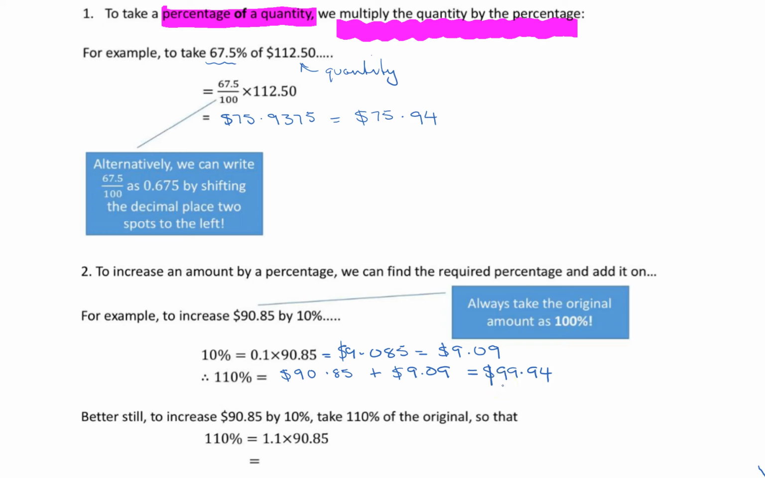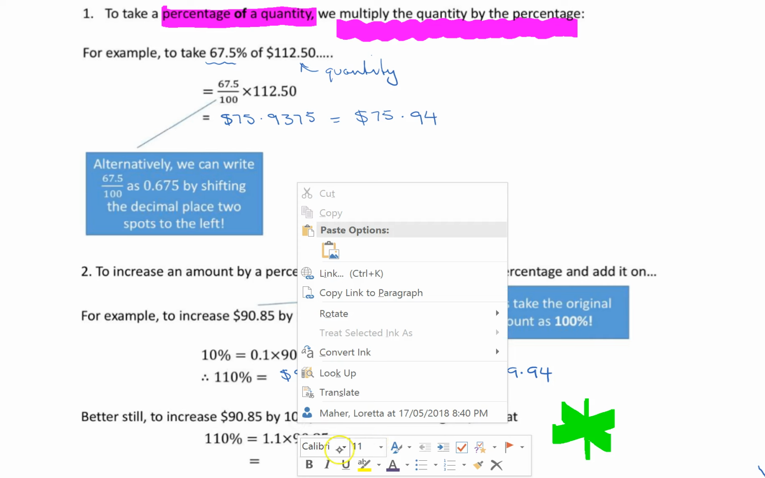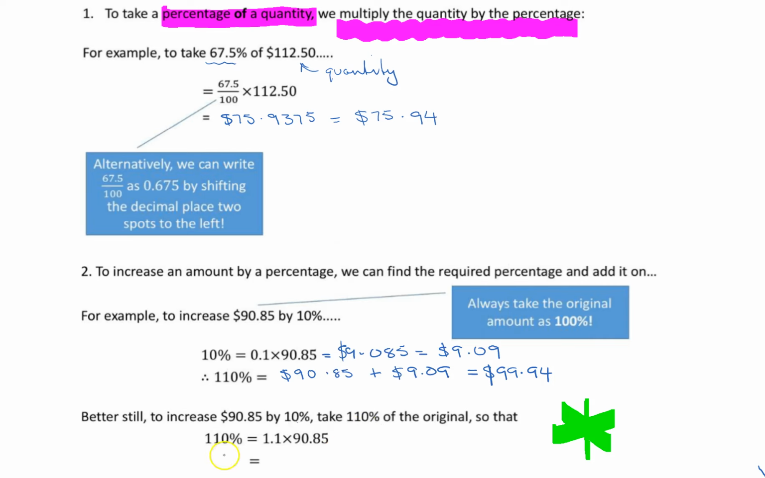Now, I'm going to encourage you, however, to see if you can work with this shortcut for increasing. It says better still, to increase 90.85, which is what we had there, by 10%, simply take 110%. You may be wondering where that comes from. It simply comes from adding 10 onto our original 100. So yes, we do want 110% of the original.